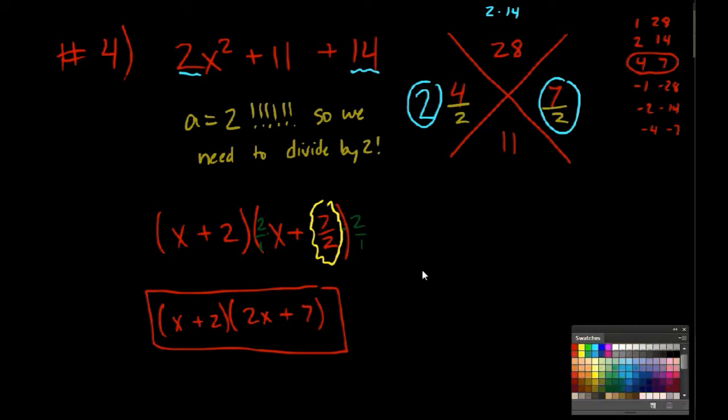And as always, if we're not really sure, we should check our work. So x times 2x is 2x squared. x times 7 is plus 7x. 2 times 2x is plus 4x, and then 2 times 7 is 14. Combining like terms gives us 2x squared plus 11x plus 14, which checks out. So, awesome.